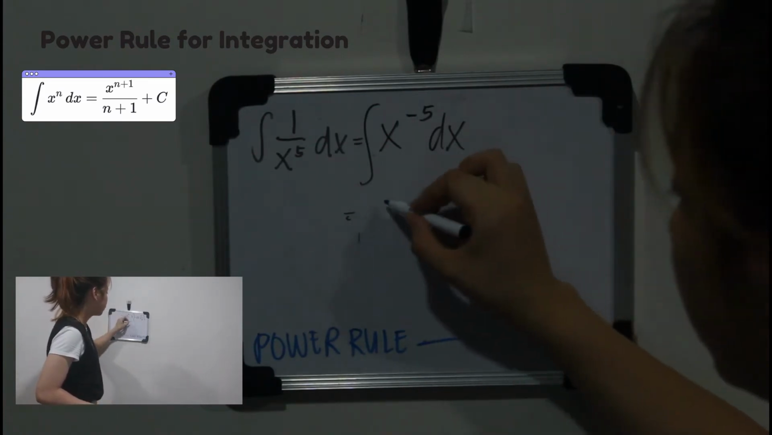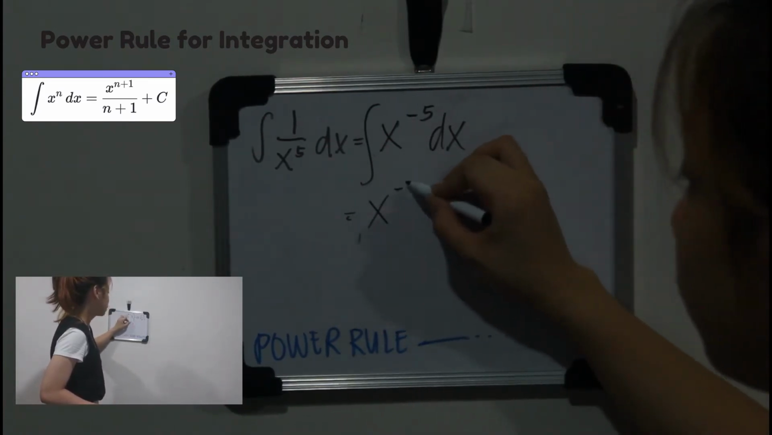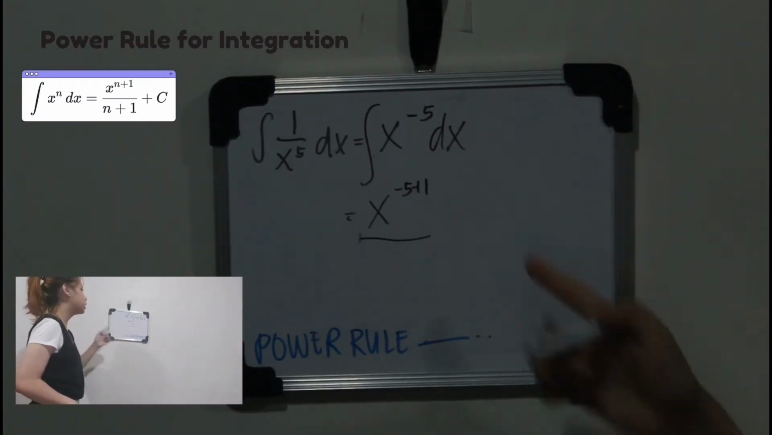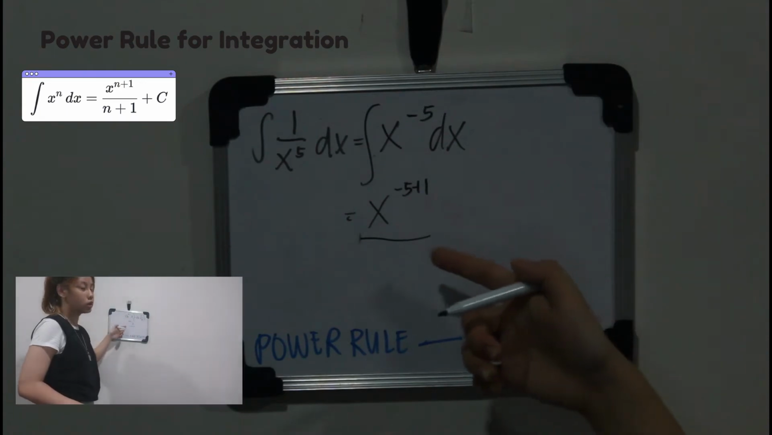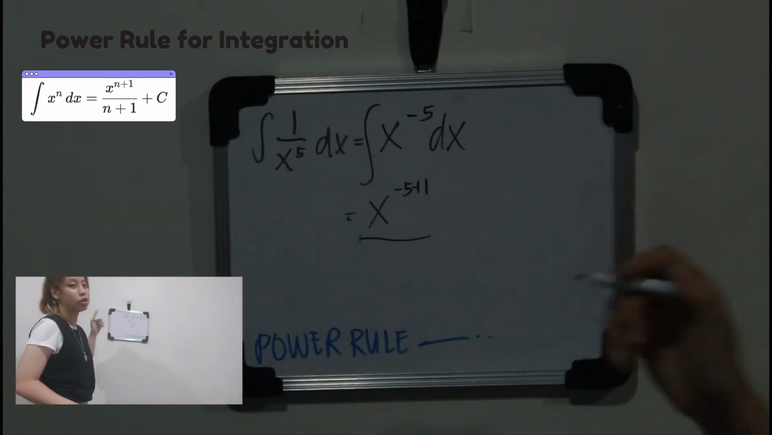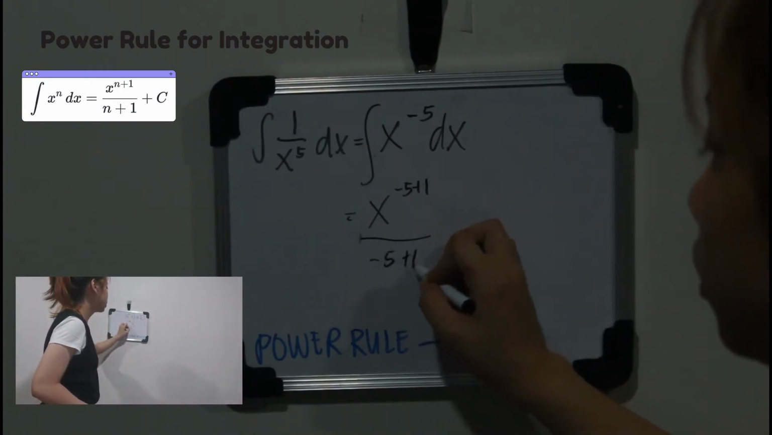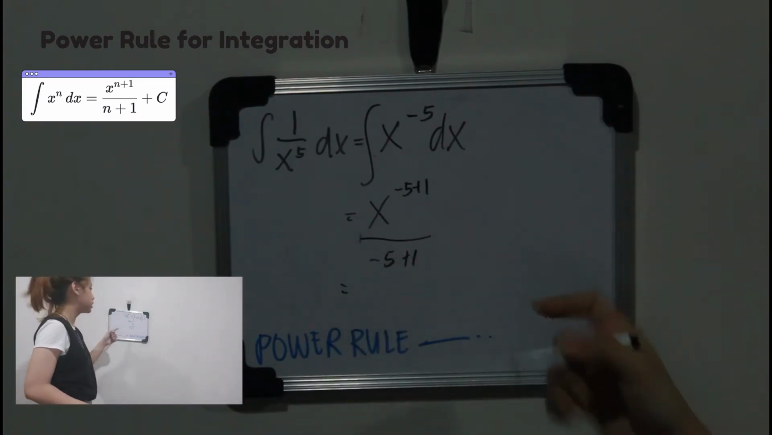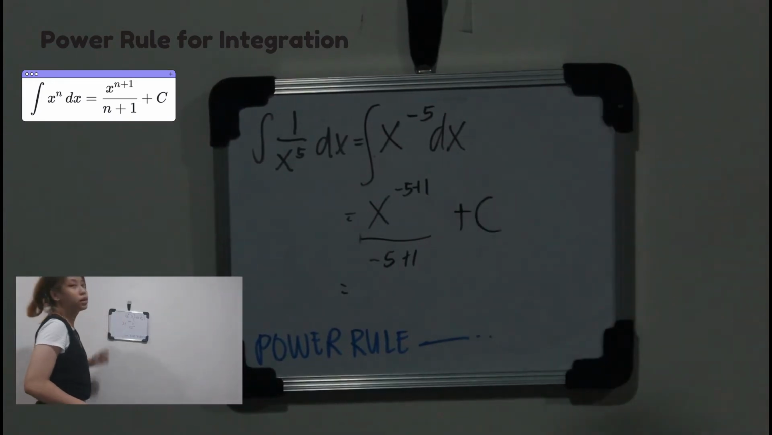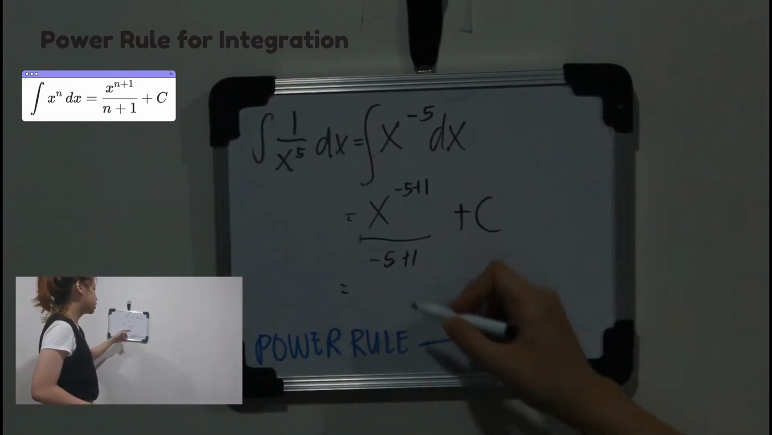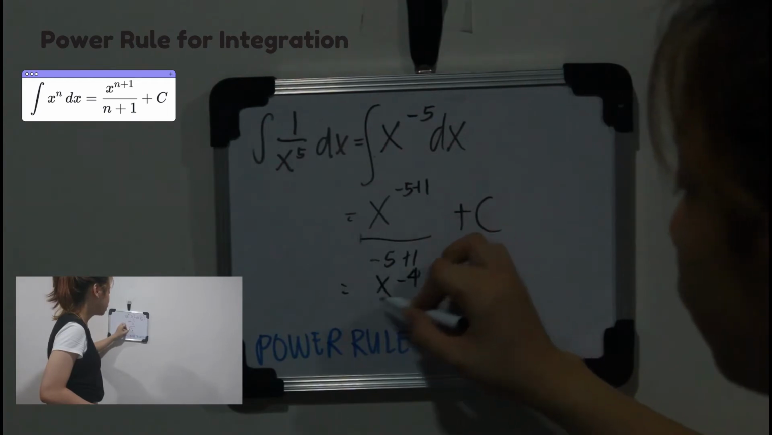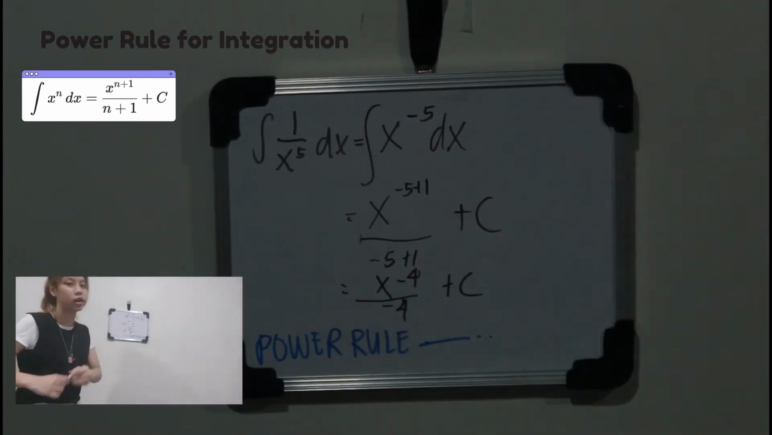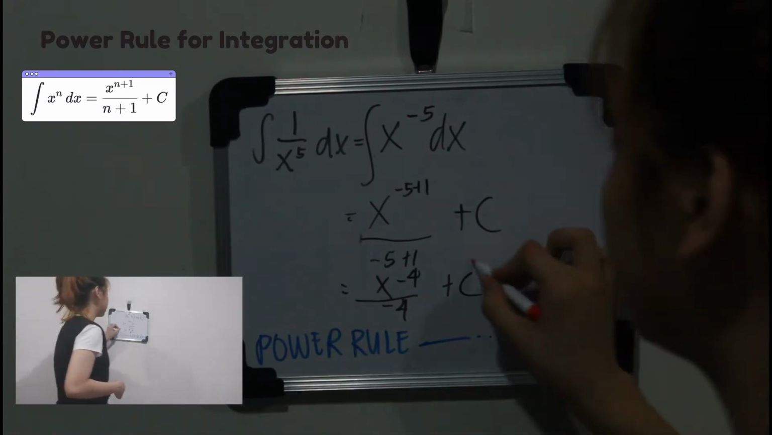So, the integration of x raised to negative 5. And that's what I said earlier, that the exponent is just equal to the denominator. So negative 5 plus 1 also. If we try to compute this, we'll get x raised to negative 4 over negative 4 plus c. And that's our final answer. It is that simple.